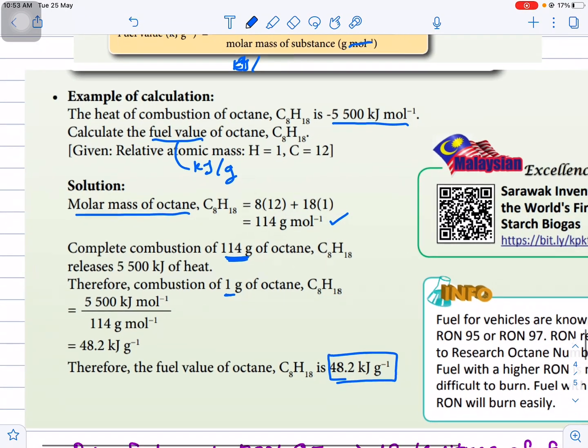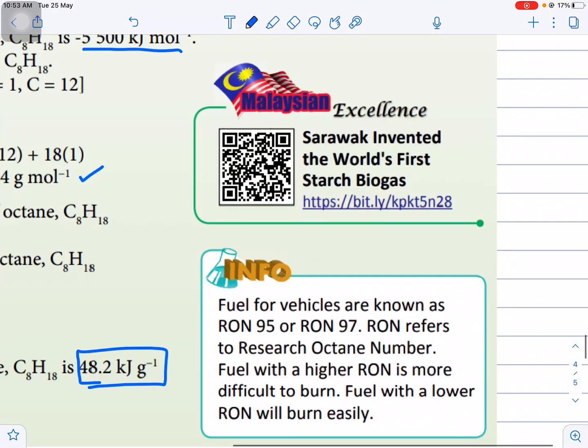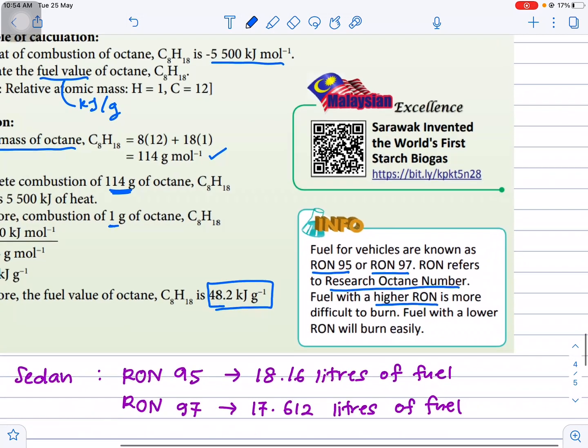So this is for your information. Fuel for vehicles. Always when we are talking about fuel, in Malaysia we talk about RON 95 or RON 97. What is RON? RON refers to research octane number. Basically, fuel with higher RON is more difficult to burn. In other words, fuel with lower RON will burn easily.